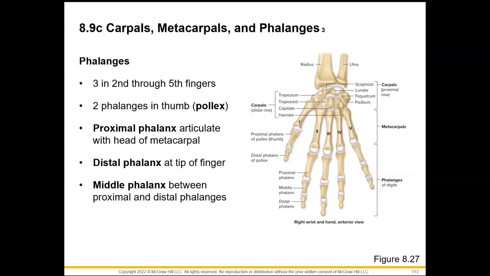We have 3 phalanges in digits 2 through 5, but in digit number 1, which is our thumb or our pollex, we will only have 2 phalanges. Our proximal phalanx will articulate with the head of the metacarpal in all of our digits, and then our distal phalanx will be found at the tips of our fingers. And our middle phalanx, which we only find in digits 2 through 5, will be found between the proximal and the distal phalanges.